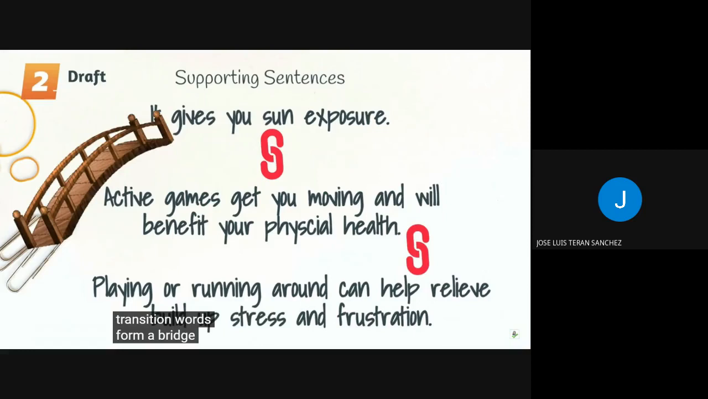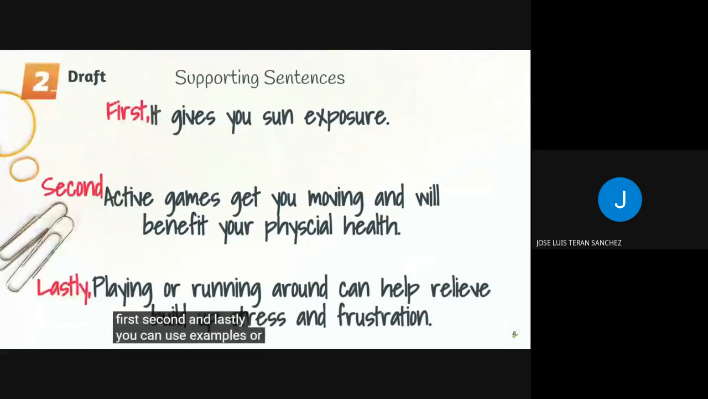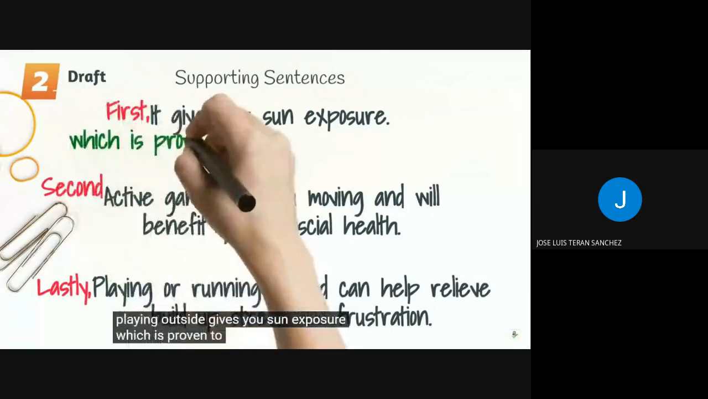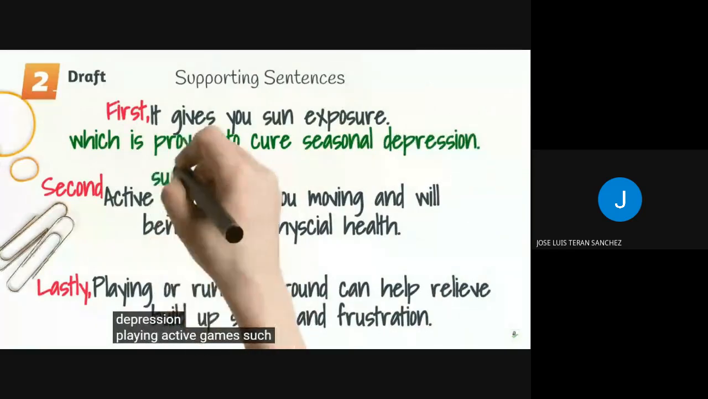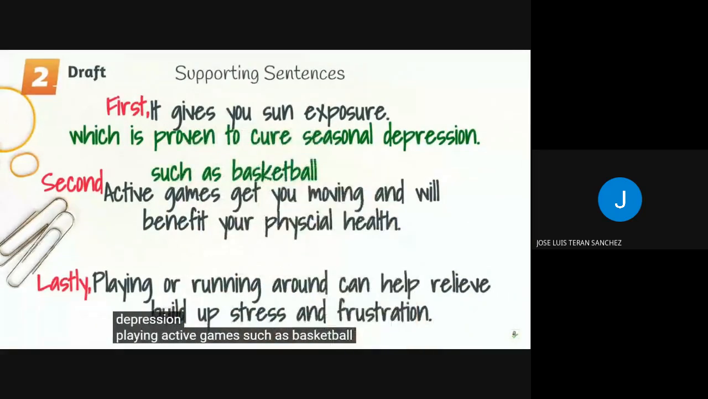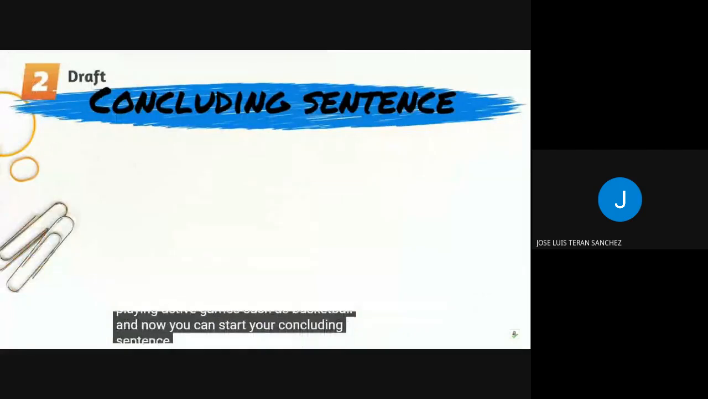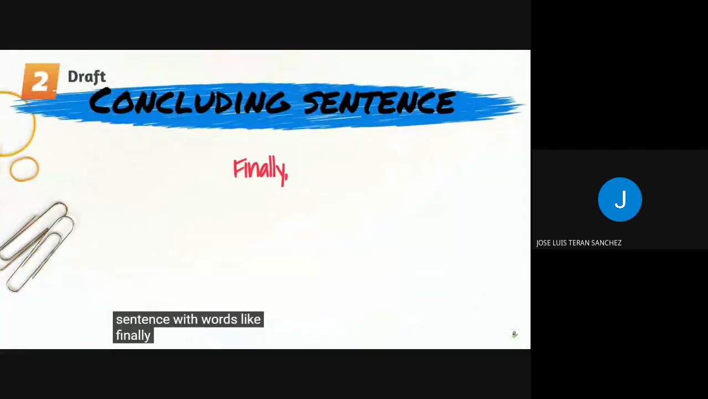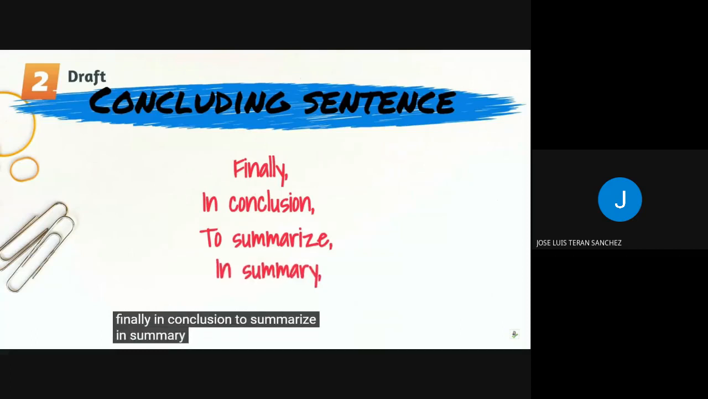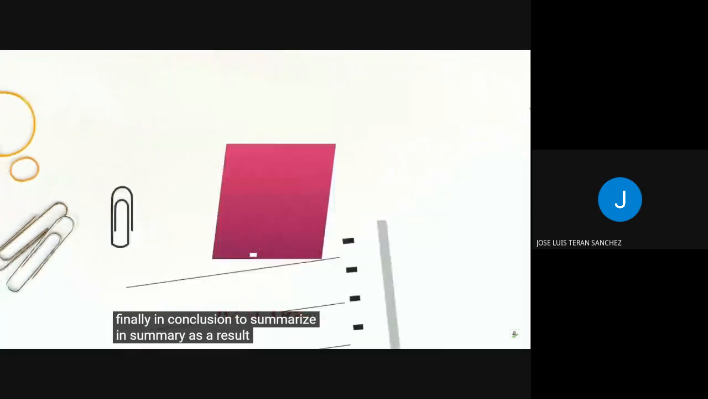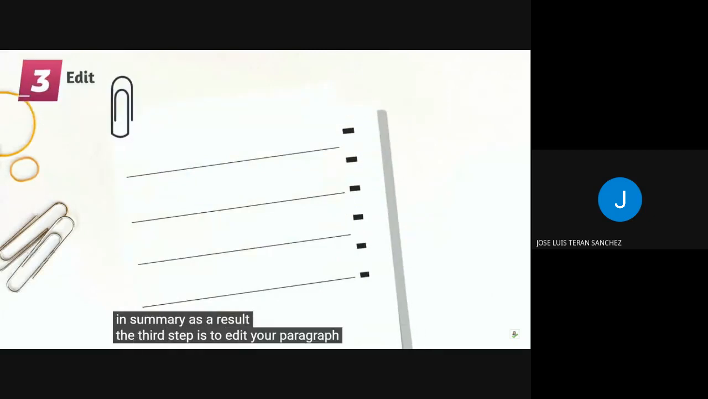You can use examples or facts to support your topic sentence. So you can use anything that is relevant. For example, playing outside gives you sun exposure, which is proven to cure seasonal depression. Playing active games, such as basketball. And now you can start your concluding sentence with words like finally, in conclusion, to summarize, in summary, as a result. The third step is to edit your paragraph.